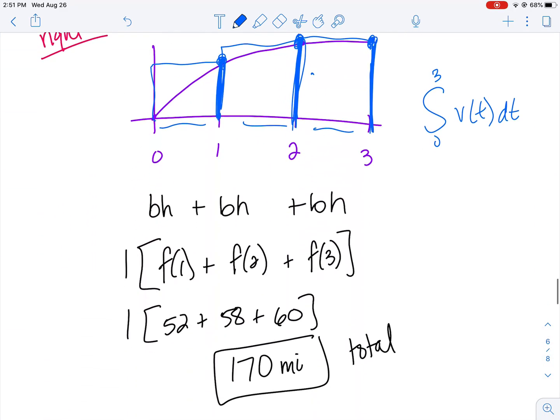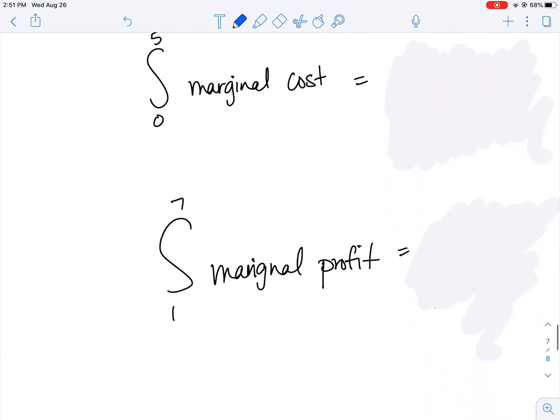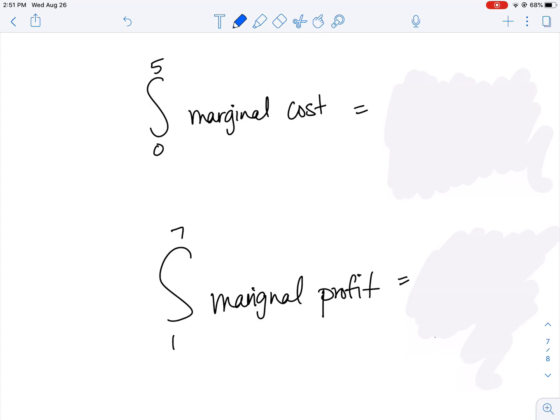Now, it's really important that you understand the meaning of these answers. So I've quickly just jotted down a few examples. Let's say I asked you to integrate marginal cost from 0 to 5. Well, remember, marginal cost is the same as the derivative of cost, the rate at which the cost was changing. If you're integrating the marginal cost, what does your answer really mean? Well, if you're going backwards and you're doing the antiderivative or the integral of marginal cost, doesn't that mean you're actually just finding the cost?